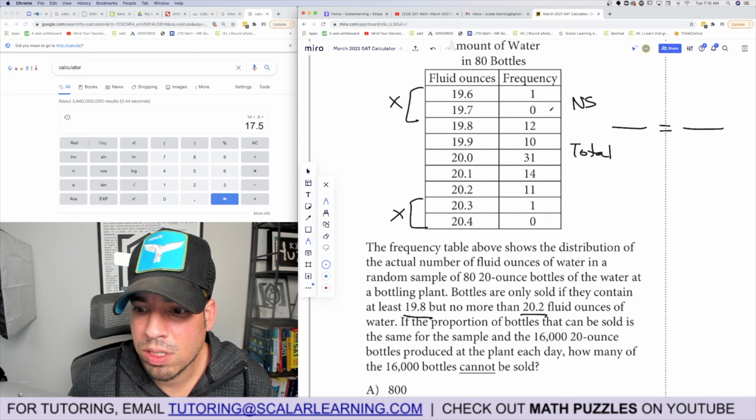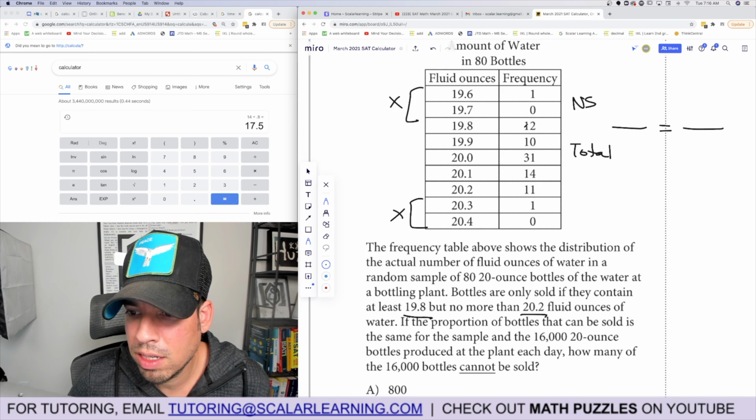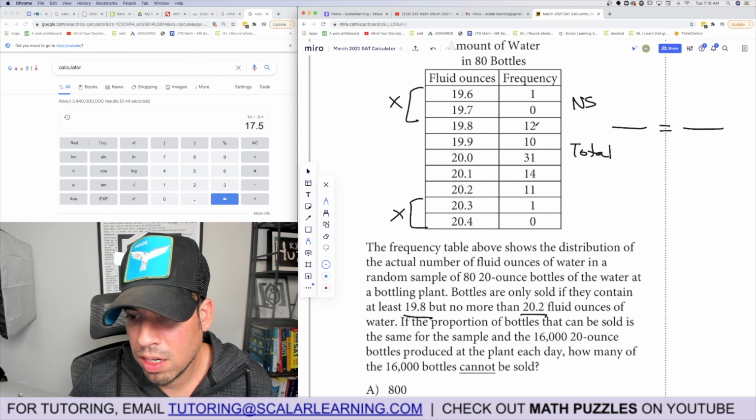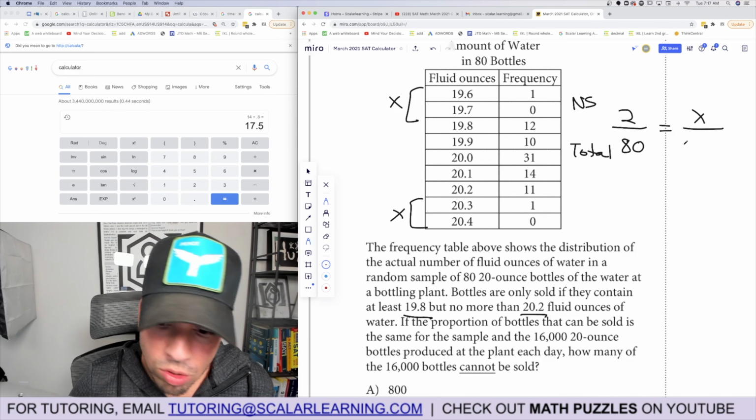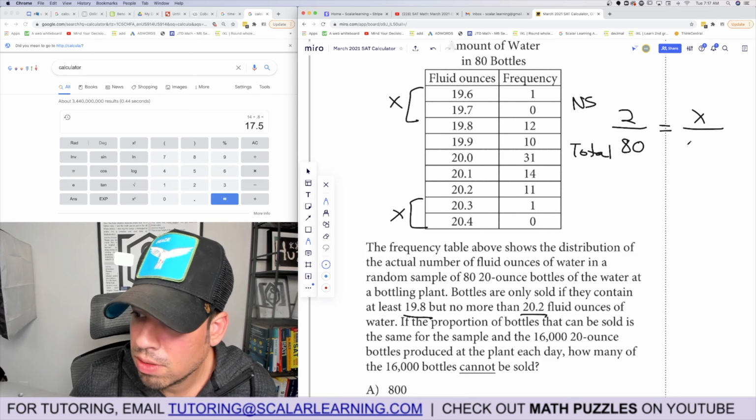So in this sample size, I've only got 2 bottles out of 80. Just make sure it's adding up to 80. Don't need to, but why not? 22, 53, 67, 70, 78, and 80. So 2 can't be sold out of a total of 80. How many can't be sold out of 16,000?